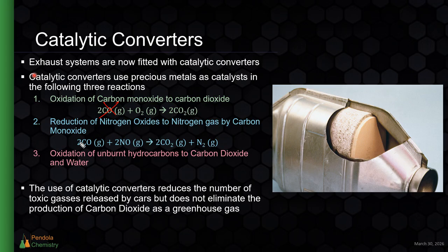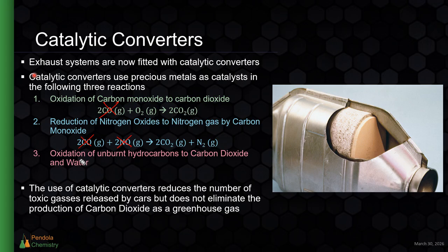We also speed up the reduction of nitrogen oxides to nitrogen gas by carbon monoxide. So another kind of two-in-one reaction is that carbon monoxide and nitrogen monoxide can actually react with each other. And one of the catalysts in the catalytic converter is going to speed up this reaction, which creates carbon dioxide and nitrogen gas, which is very harmless. It's in the air already. It makes up like 70% of the air. So this reaction being sped up gets rid of carbon monoxide and nitrogen monoxide, two very big pollutants from burning fossil fuels.